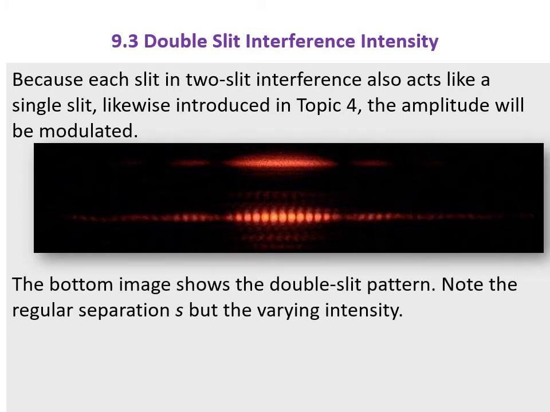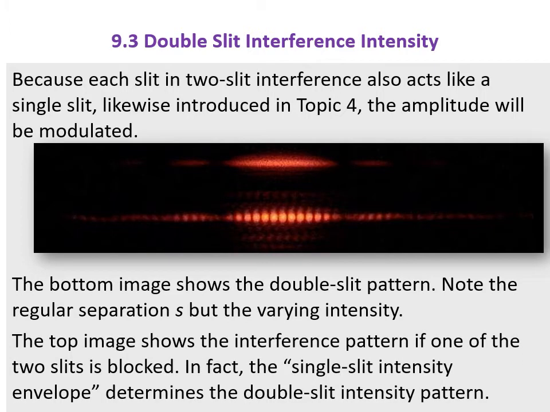The bottom image shows what the double slit pattern actually looks like. We still have regular separation s, but the intensity varies. The top image shows the interference pattern from the single slit. So this is the same pattern, but one of the slits is blocked. So the single slit intensity envelope determines the double slit intensity pattern.